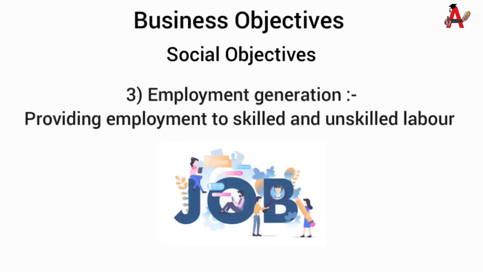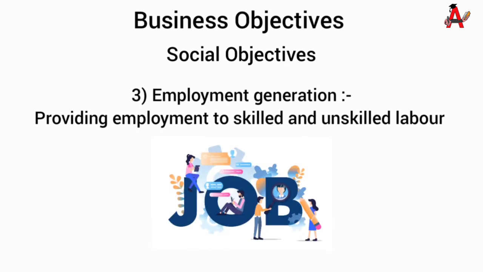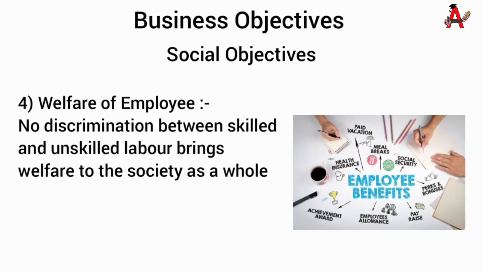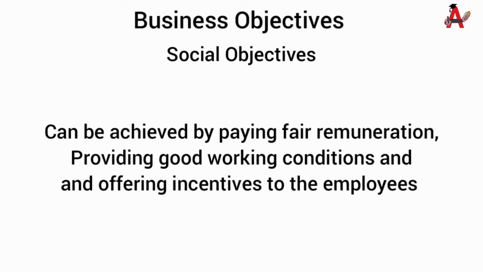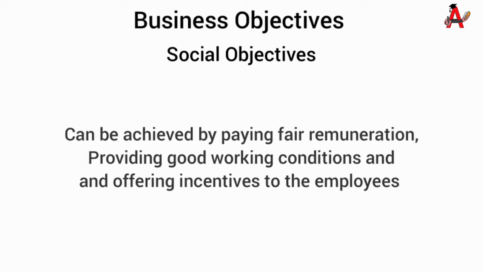Third, employment generation. Business is basically a socio-economic institution. Therefore, business also provides skilled and unskilled employment to different sections of people. Welfare of employees. Skilled and unskilled workers are part of the society. So if the employees are properly taken care of, it brings further welfare to the society. This can be achieved by paying fair remuneration, good working conditions, and offering incentives to them.